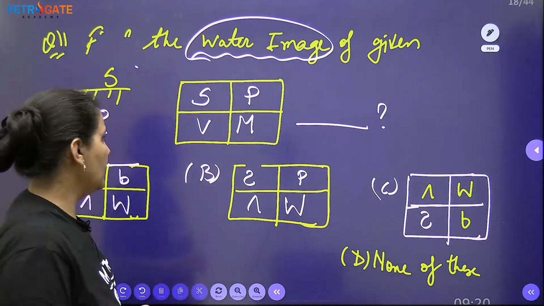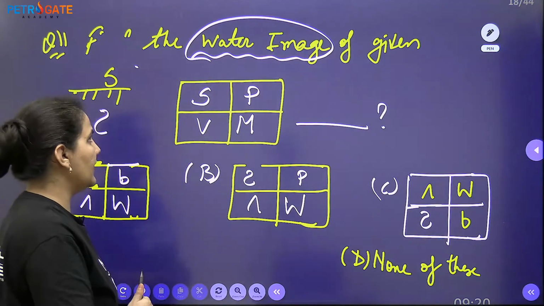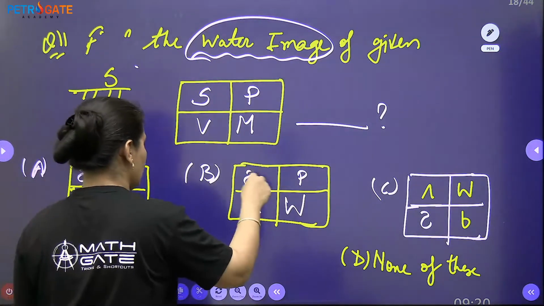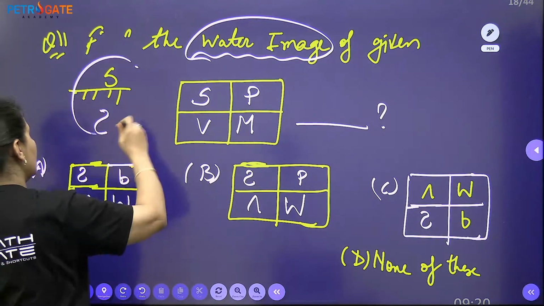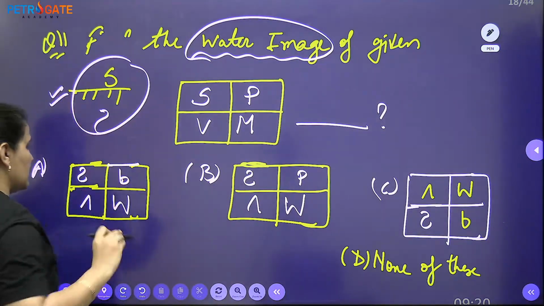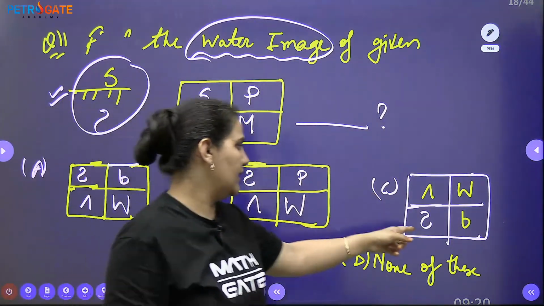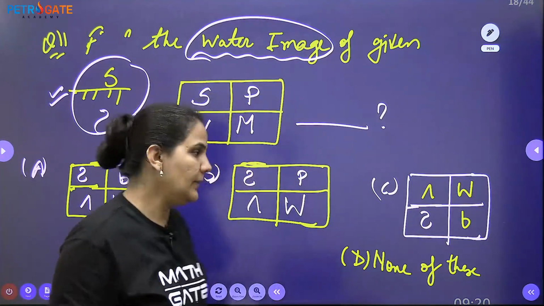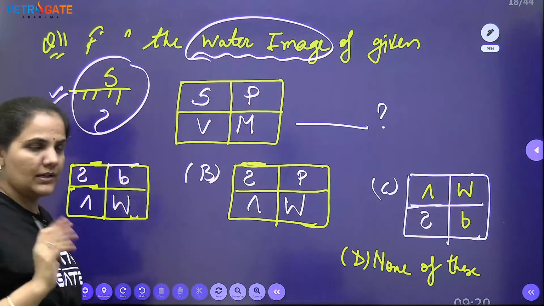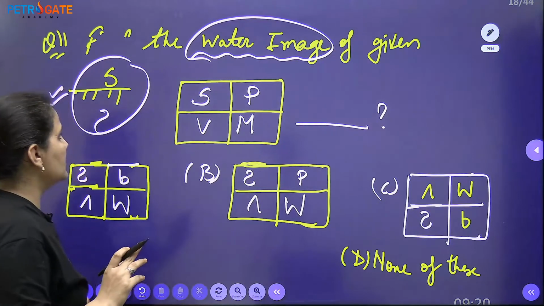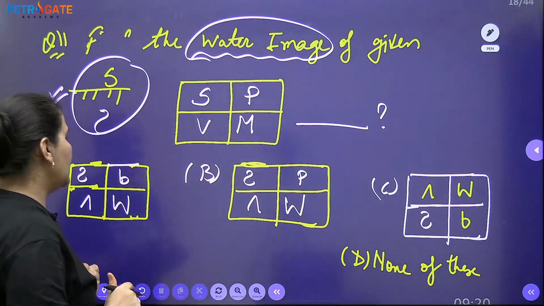So when we go for this one, we have to find out the water image, dear students. As I already told you, please consider this S, so I can make only this S. So here it's written S only. Okay, it's not 2, it's S only. Yes, so when we go for this one, S P V M, what will it become, ma'am?